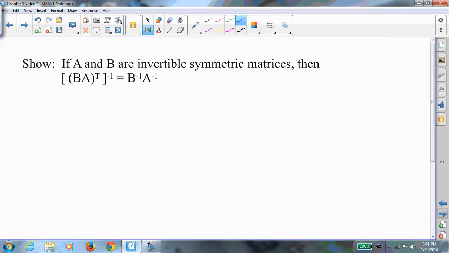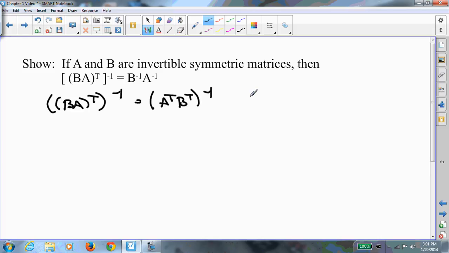Let's do another property one, just to emphasize, especially with the transpose and the inverse, how the properties work. So I'm going to prove this. I'm going to start with BA transpose inverse. Okay. Now, first my transpose property. So BA transpose is equal to A transpose, B transpose inverse.